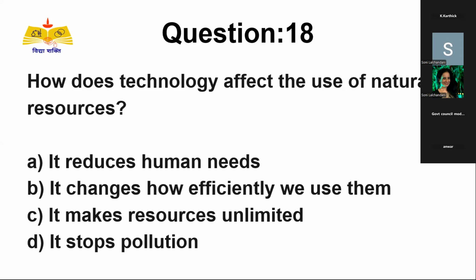A. It reduces human needs. B. It changes how efficiently we use them. C. It makes resources unlimited. D. It stops pollution.